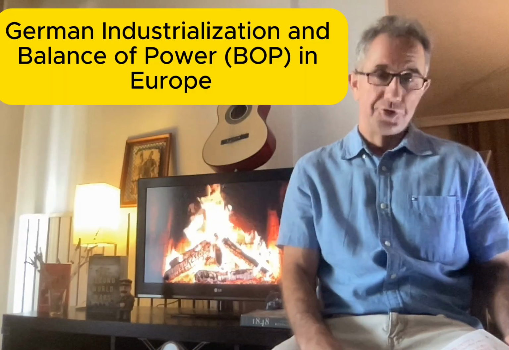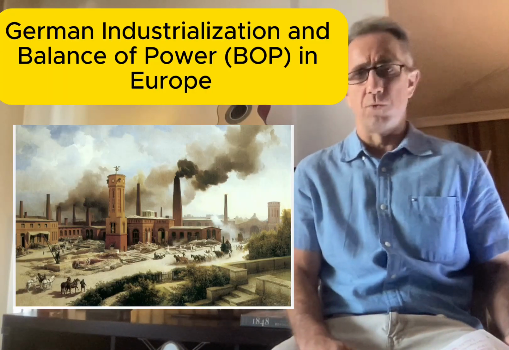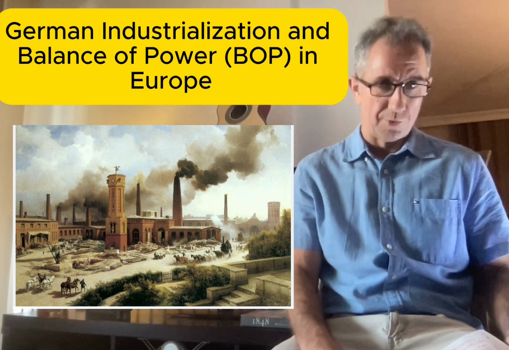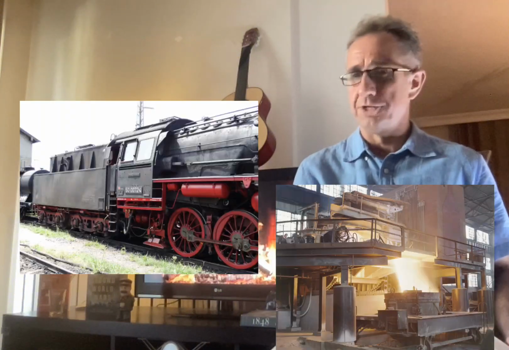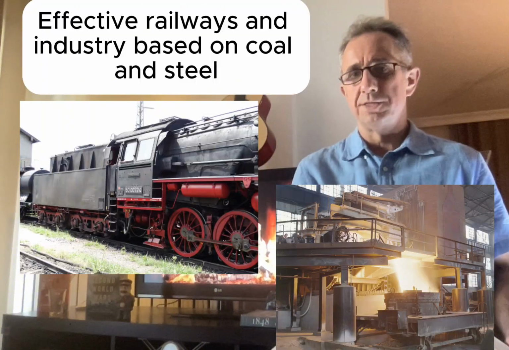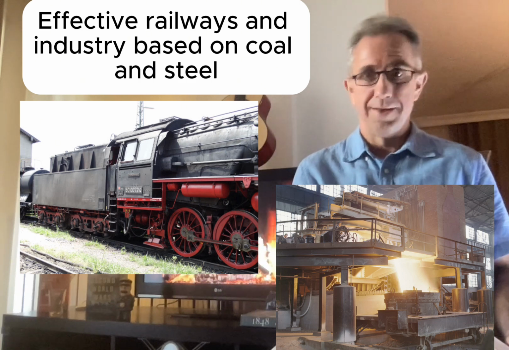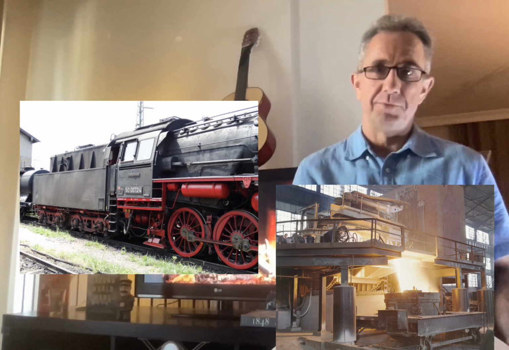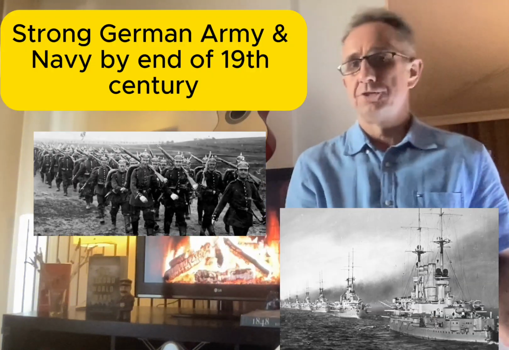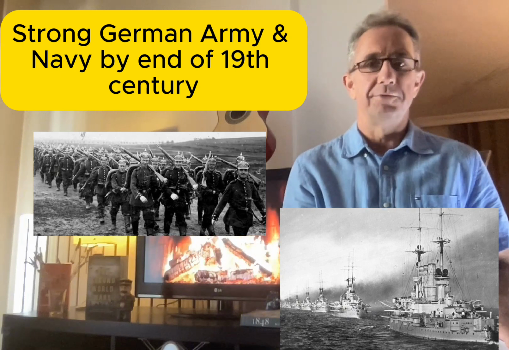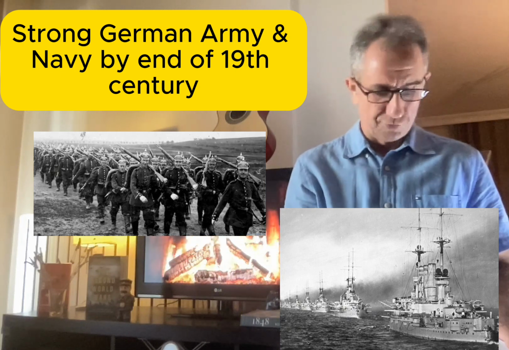Number 1, German industrialization and what it meant for peace and stability, the BOP, the balance of power in Europe. By the mid-19th century, Germany's vaunted railway system was functioning well, and the country was industrializing its natural resources, especially coal and steel. This would be very important for the creation of a strong German army and German navy by the end of the 19th century.